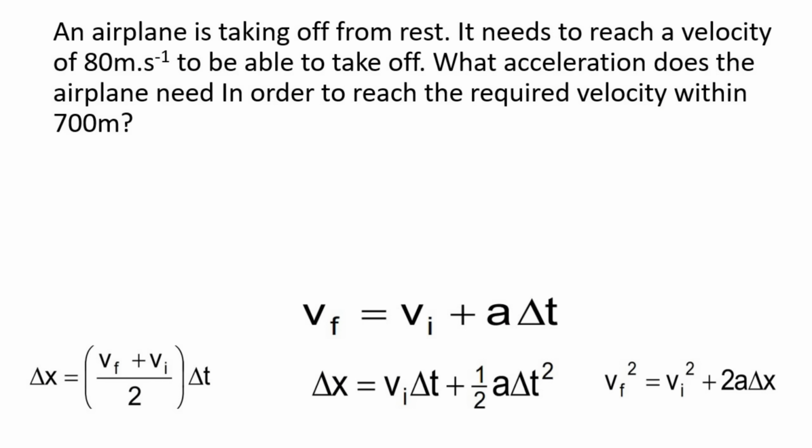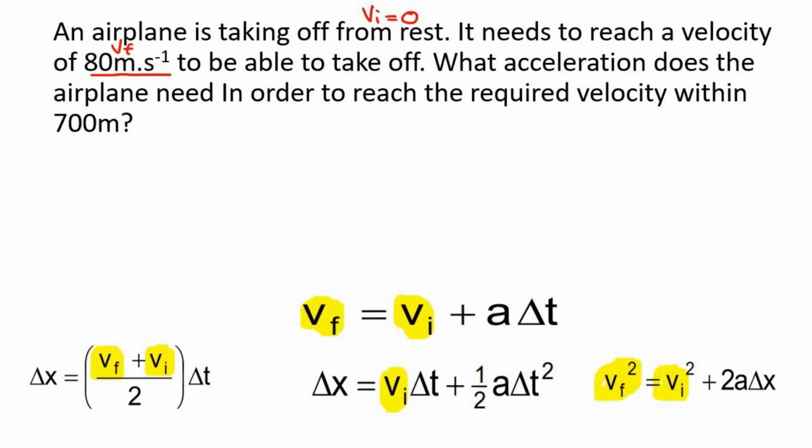Here's another one. An aeroplane is taking off from rest. If you take off from rest, your initial velocity is 0. So we have an initial velocity. There we go. It needs to reach a velocity of 80. Okay, so that's our final velocity that we need to reach. So we've got the final velocity.